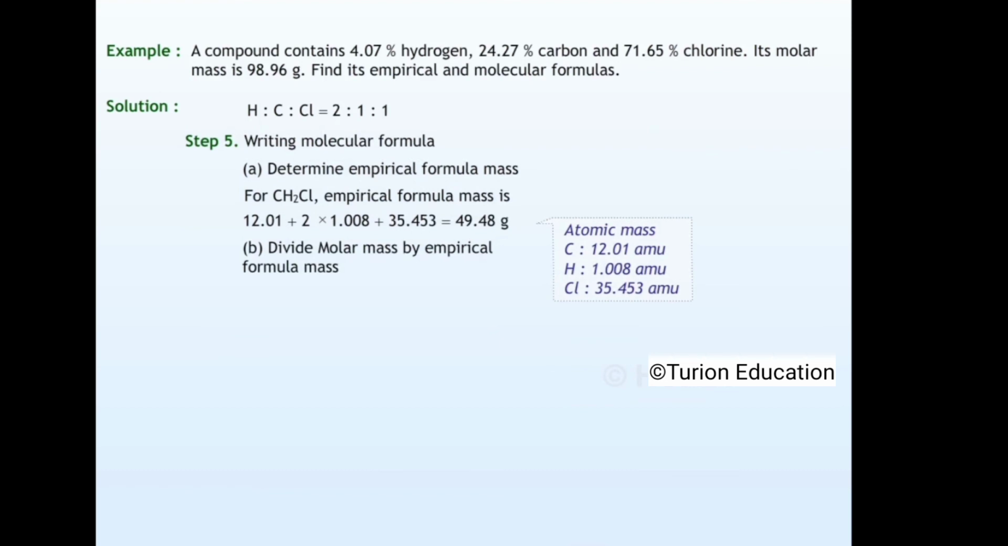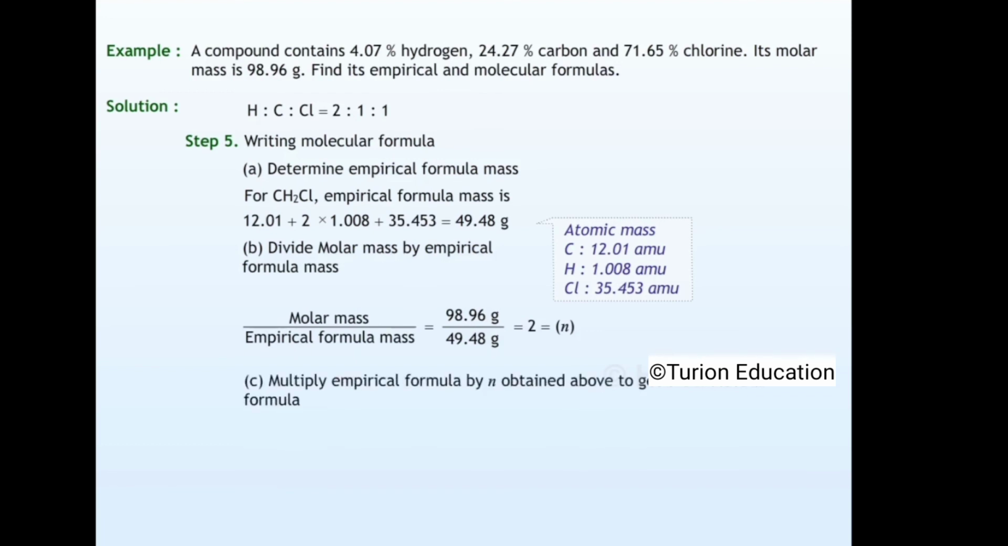Divide molar mass by empirical formula mass. Molar mass by empirical formula mass equals 98.96 grams by 49.48 grams equals 2 equals n. Multiply empirical formula by n obtained above to get the molecular formula. Empirical formula equals CH2Cl, n equals 2.